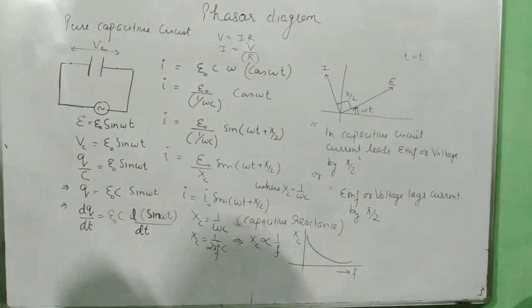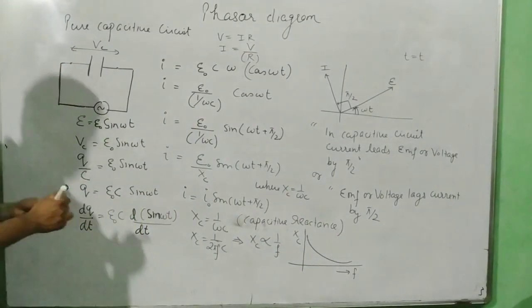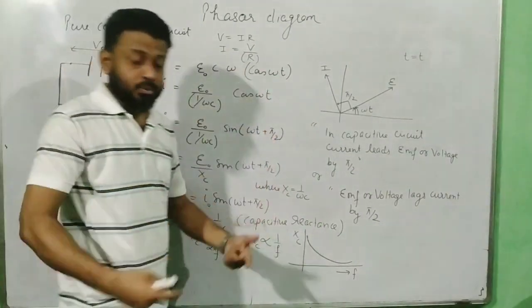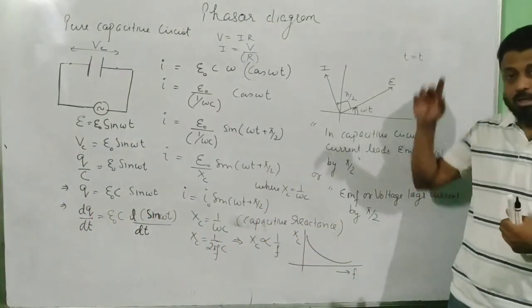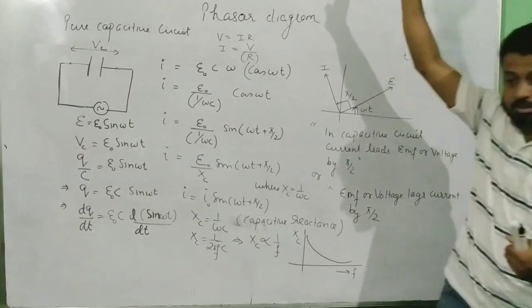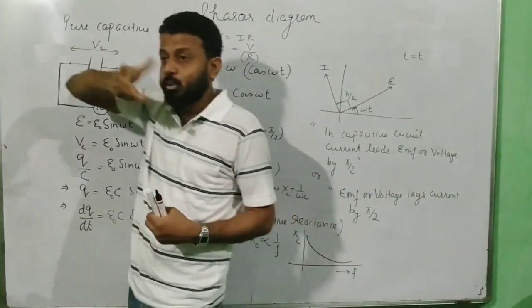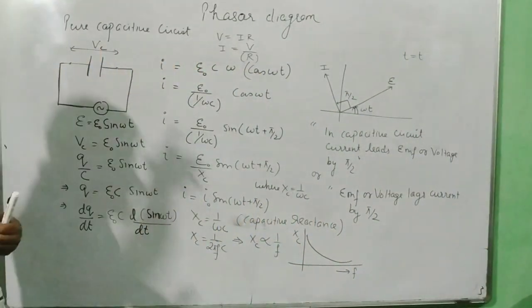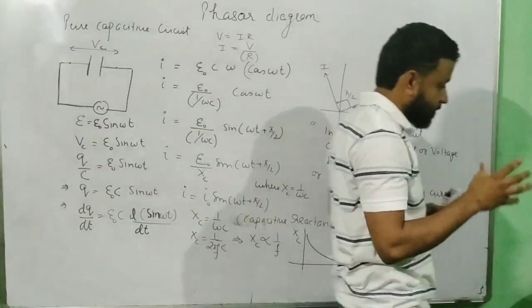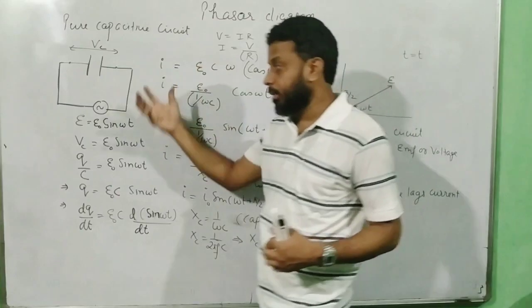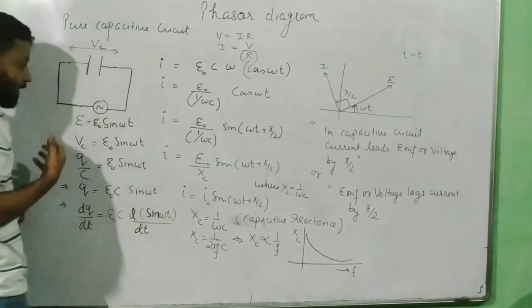What does it mean? More the frequency, remember what more frequency means? Start from the power generating station. More the frequency means the faster it is rotating. The faster it is rotating, the more rapidly the flux is changing. If the flux is changing more rapidly, you are getting more current, and the peak value of the current will be more.